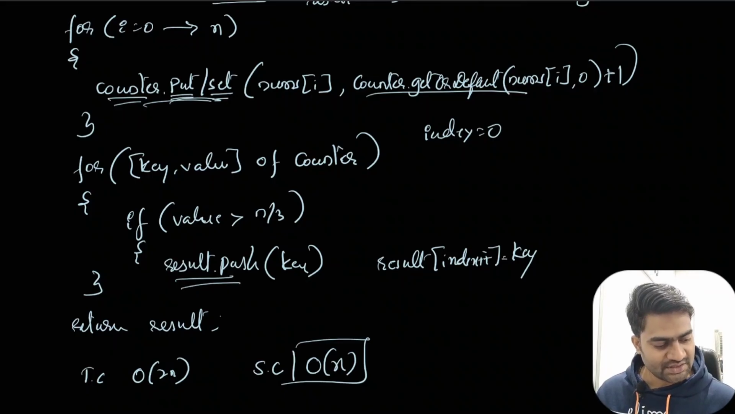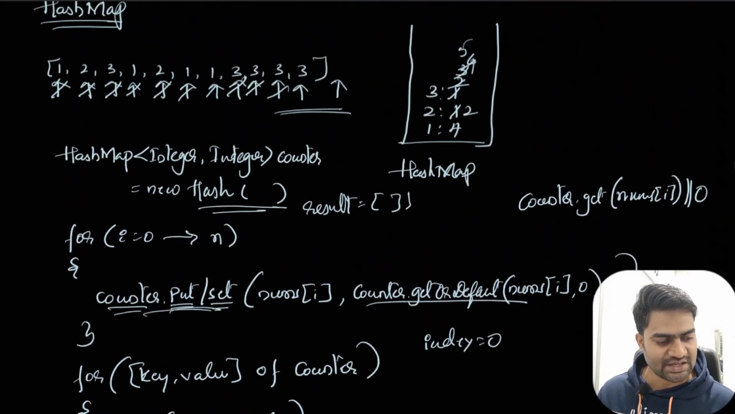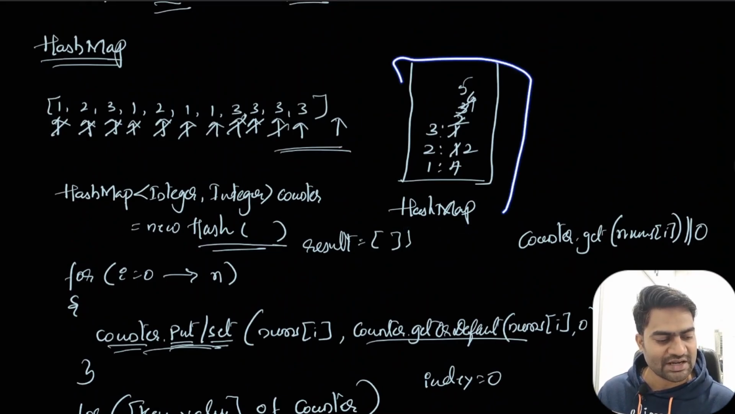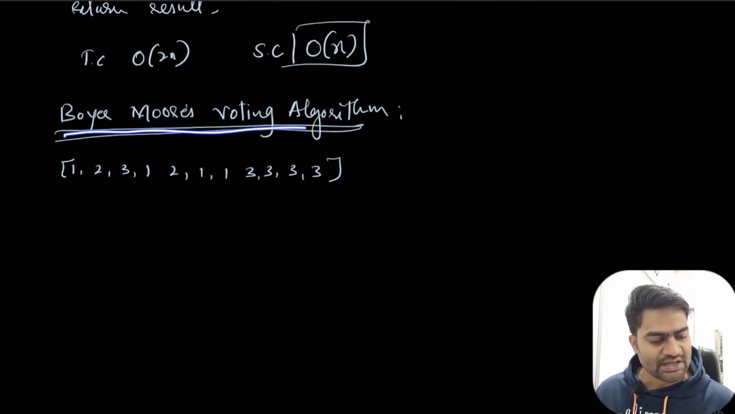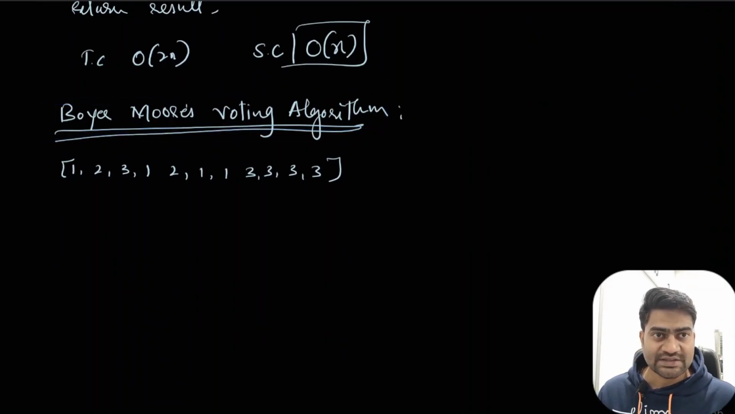So if you see, this particular algorithm takes extra space, correct? Which is O of n, which is this particular hash map. So if we want to further improve our algorithm, then we will have to eliminate the usage of this hash map. So how to do that? For that, we need to use Boyer-Moore's voting algorithm.